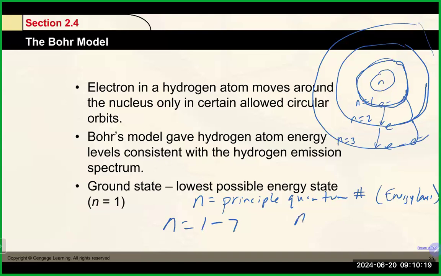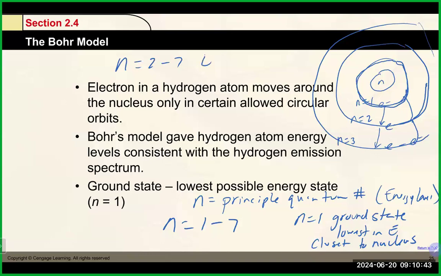And n equal to 1 is sometimes referred to as the ground state. That is the lowest in energy. It is the closest to the nucleus. So n = 1 is the ground state, the closest to the nucleus, the lowest in energy. And anything above that, like n = 2 through 7, these are sometimes referred to as excited states, which are higher in energy.